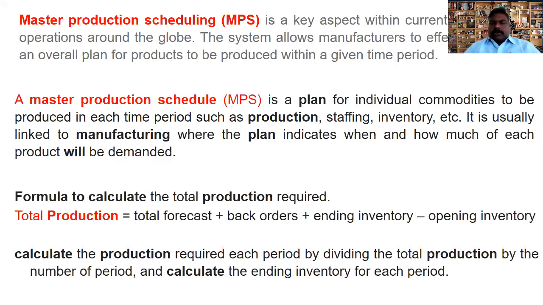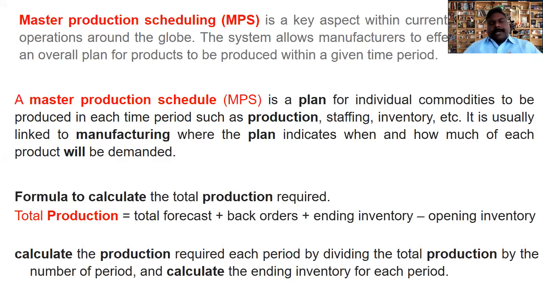The formula to calculate the total production required is total forecasting, how many units we have to produce, plus back orders, the remaining orders from earlier, plus ending inventory, that is how much stock we have to accumulate, minus opening inventory, meaning what is already in the godown. That we need to deduct, then we get the exact total production.